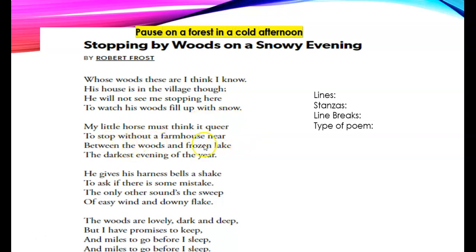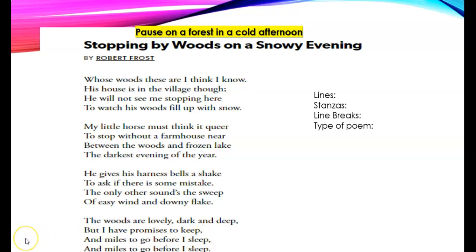To stop without a farmhouse near, between the woods and frozen lake, the darkest evening of the year. He gives his harness bells a shake, to ask if there's some mistake. The only other sounds the sweep of easy wind and downy flakes. So we know it's soft. The woods are lovely, dark and deep, but I have promises to keep, and miles to go before I sleep, and miles to go before I sleep.